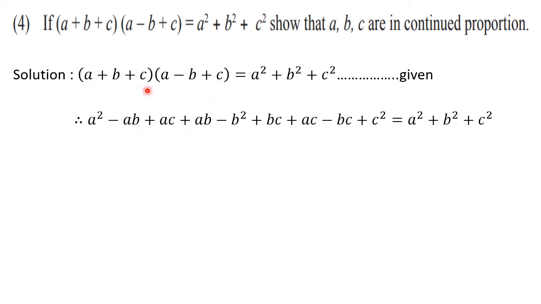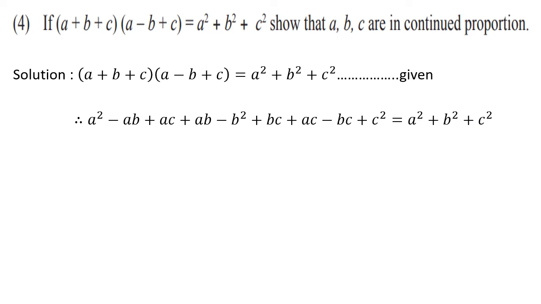Once again, see, A into A is A square. A into minus B, minus AB. A into C is AC. Now take the second term, that is B. B into A is AB. Don't write BA, always follow the alphabetical order. So AB you write. Then B into minus B is minus B square. And plus B into plus C is plus BC. Then C into A is AC, plus AC. Then C into minus B is minus BC. And plus C into plus C is plus C square. And copy down the right hand side as it is, A square plus B square plus C square.